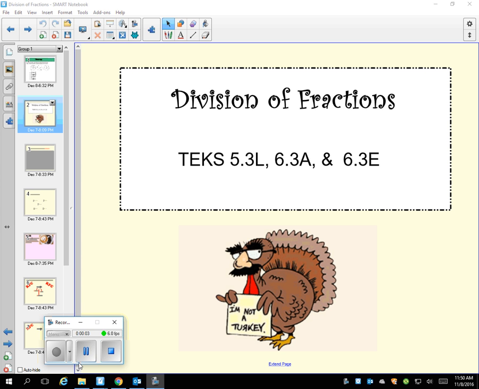Today's title is Division of Fractions. And if you look, we have three TEKS that we're dealing with today, 5.3L, 6.3A, and 6.3E. And we're going to be taking a look at these 6.1s a little bit later.